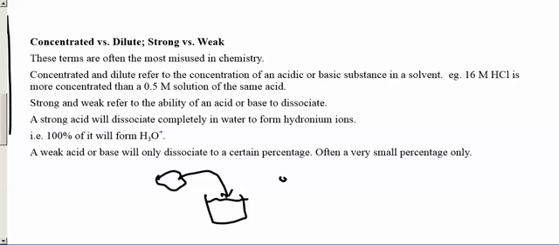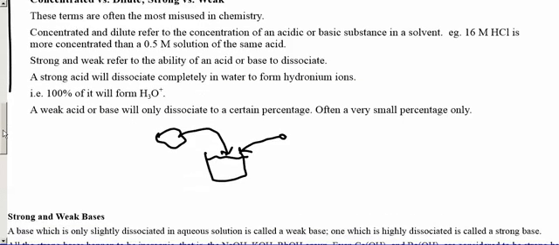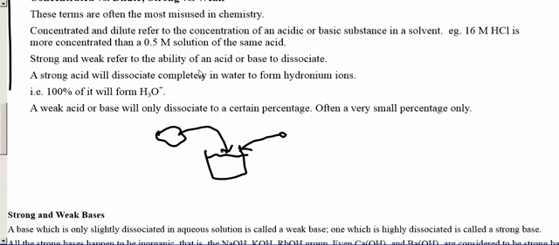If I take a very small amount and I put that in instead, that would be a very dilute solution. Yes, it's talking about how much solvent you're putting in. So 16 moles in a liter of HCl would be more concentrated than only half a mole per liter. Strong and weak are two totally different terms. They refer to the ability of an acid or base to dissociate.